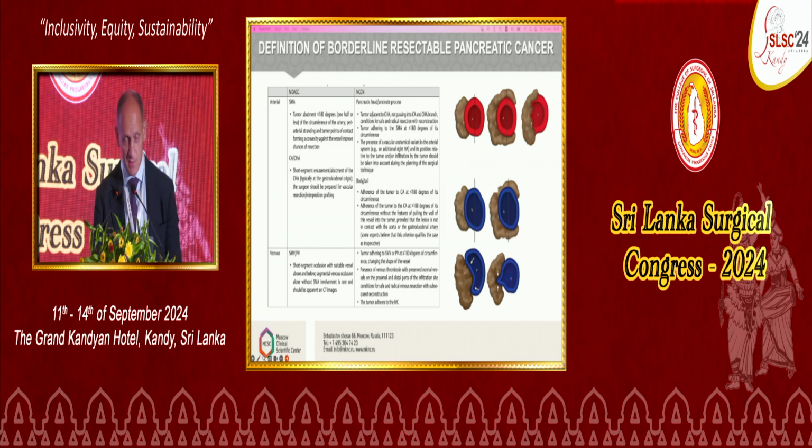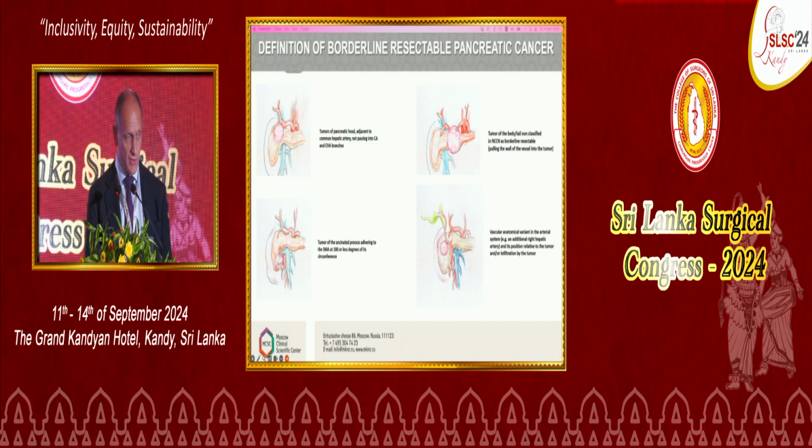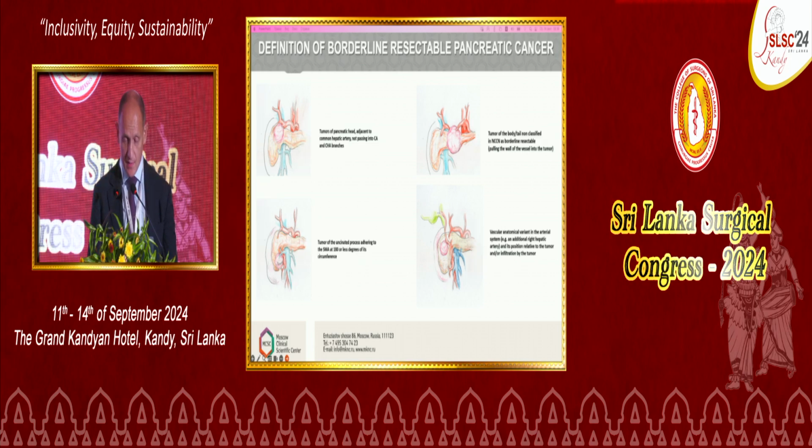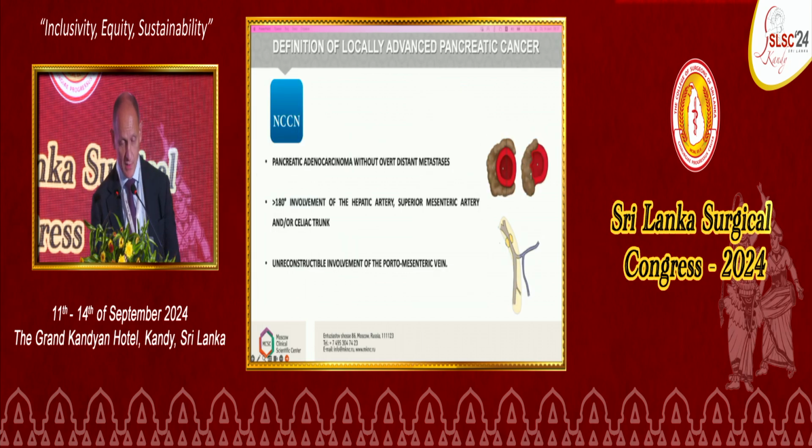Of course, our treatment is based on this classification, which was mentioned in the previous reports. In general, you should understand that borderline resectable is the involvement of the vessel of less than 180 degrees in circumference. It may be the hepatic artery or superior mesenteric artery. As for advanced pancreatic cancer, it's also the definition provided by NCCN: more than 180 degrees involvement of the arteries, of veins, or an unresectable, unreconstructible involvement of the portomesenteric segment.